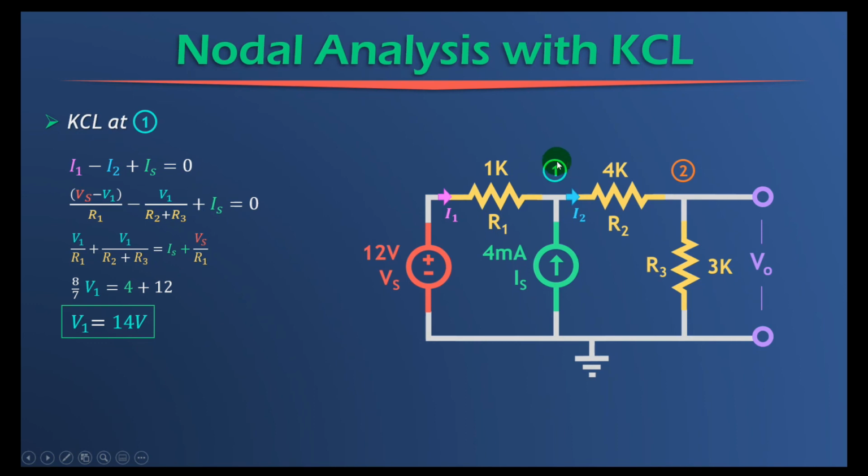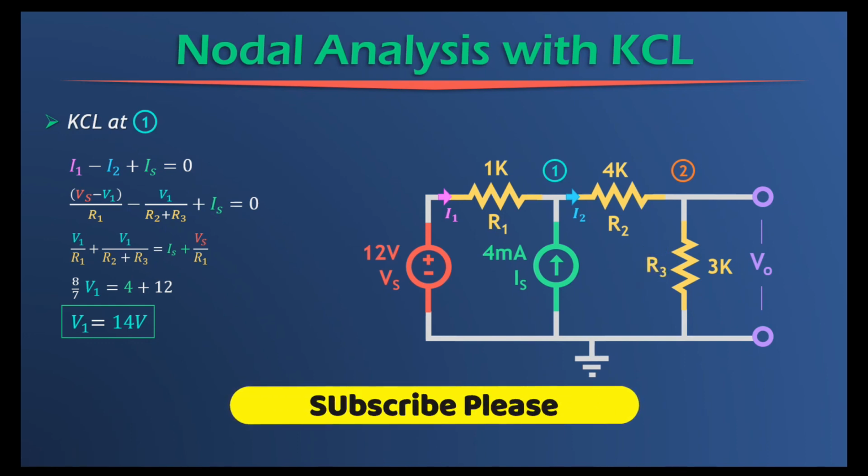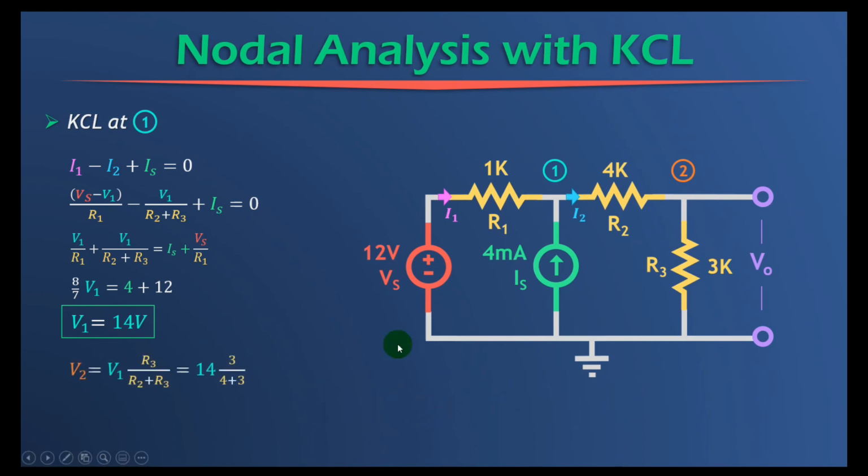If you are asked to find the voltage across the 3k ohm resistor, you can just apply the voltage divider rule. It says that the voltage V2 across the 3k ohm resistor should be V1 times that resistor divided by the full impedance, so V1 times R3 divided by R2 plus R3. V1 has a value of 14, R3 has a value of 3k, and R2 is 4k. Solve this and you will get V2, which is exactly the same as we calculated in the last video.